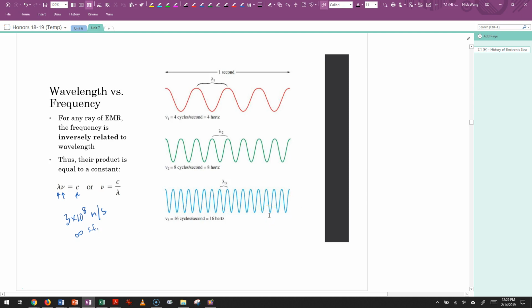So you can see that wavelength and frequency are inversely related because up here, the wavelength is longer, it gets shorter and shorter. Frequency is pretty low here and it gets higher and higher. So they're inversely related, and we can show that relationship by using the formula of lambda nu is equal to c. All right, that'll do it.